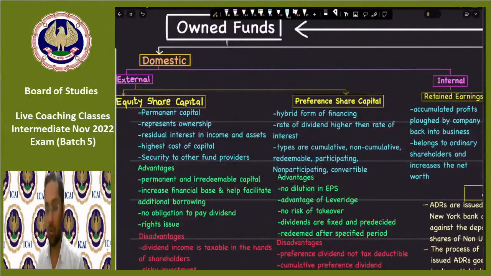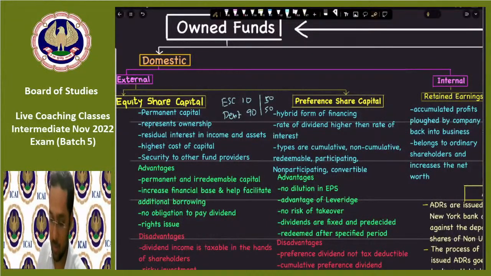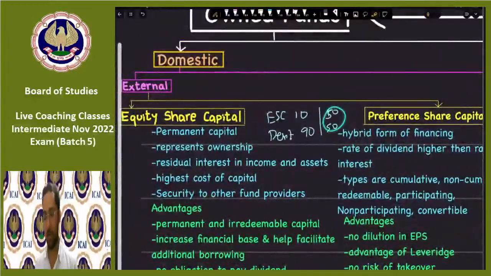If we give you two options, one of the companies has equity share capital 10, debenture 90. And there is another company with equity share capital 50, debenture 50. Tell me, in which company would the debenture holders be more safe? In which company would the debenture holder feel more secure? Is it in the case of the first one or the second one?